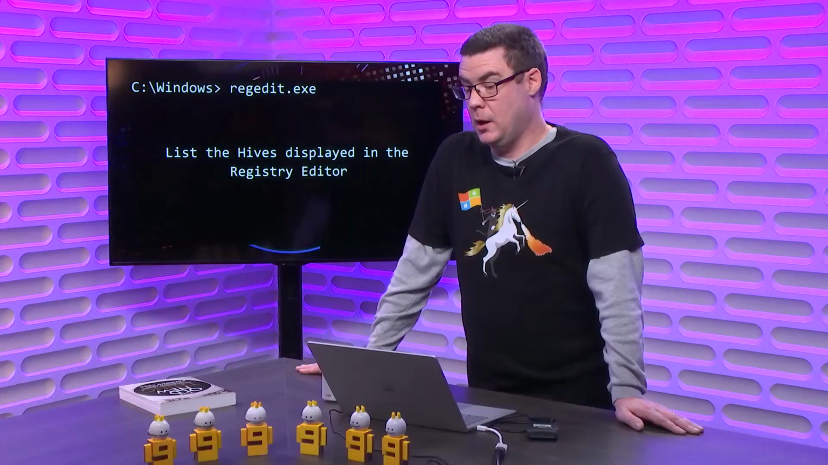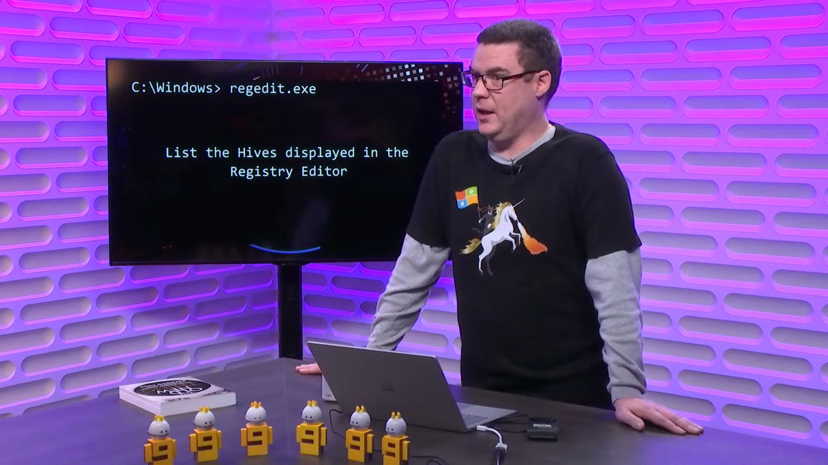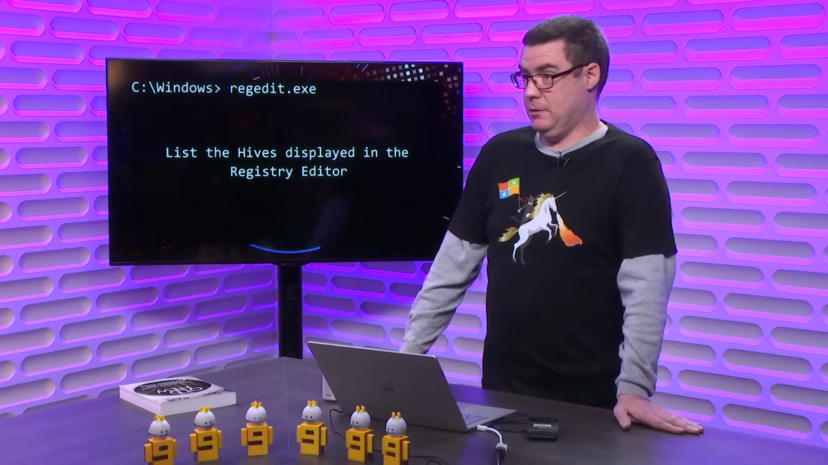HKey classes root. Correct. One more. Performance data. It doesn't show. I was going to say, it's there, but in a subkey. It doesn't show. The other top level one. It's like one more? The last one's quite hard. You want to give up?